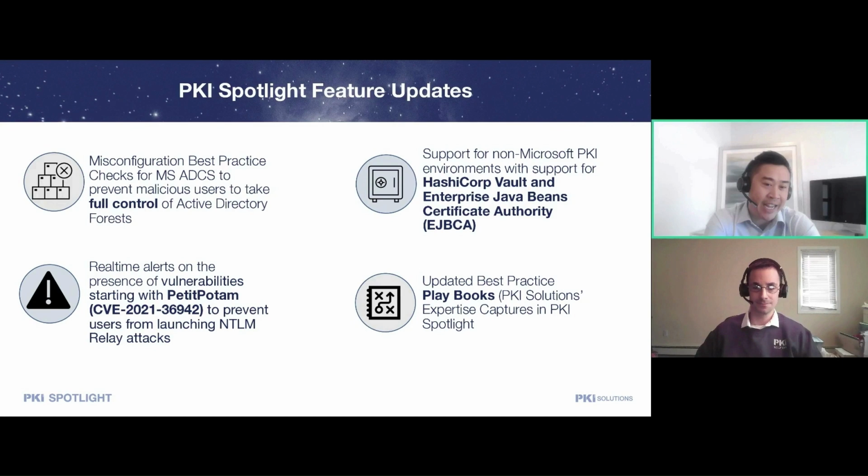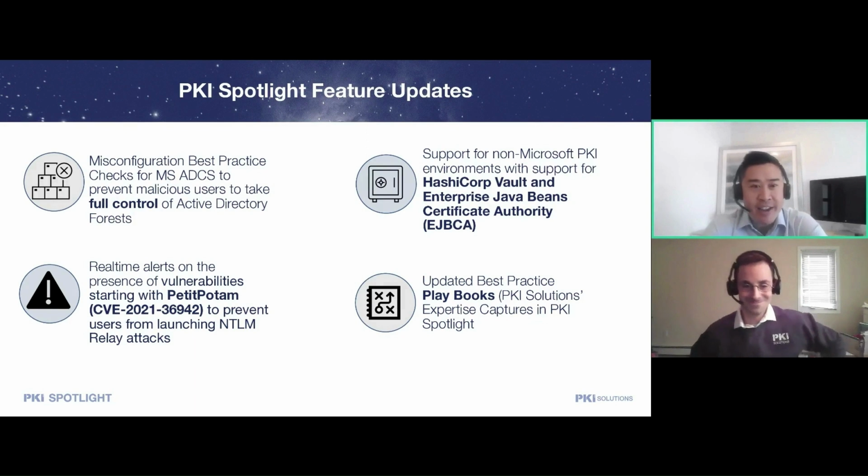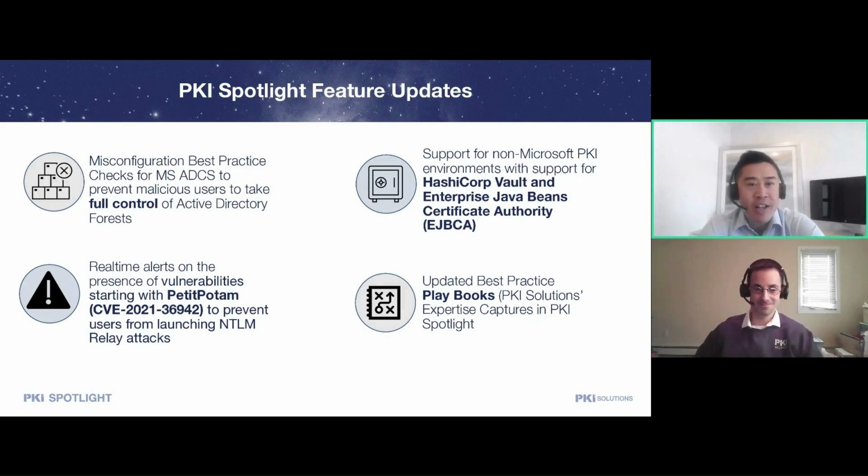After that, Mike, you can hand it back to me. I'll show you an example of the level of PKI insight and expertise that's included in our best practices. And then finally, I'll show you how PKI Spotlight now supports other types of CAs like HashiCorp and EJBCA. That's right, we're not just an Active Directory ADCS party anymore. So with that said, I'm going to hand it over to my friend, my lead dev, Mike. Do you want to take us through this feature? Again, you'll get the slide deck, but we'll jump right into it. Okay, thanks so much, Nick.